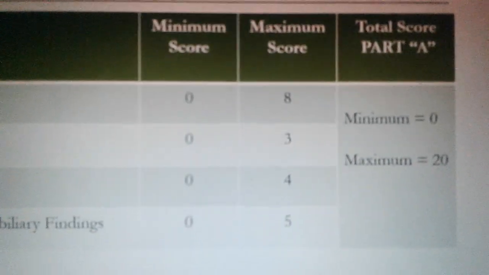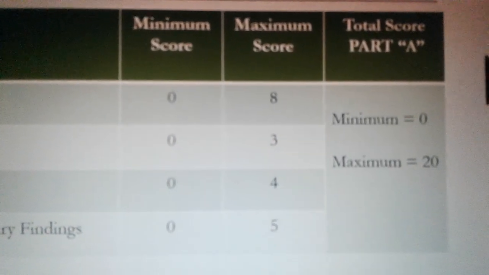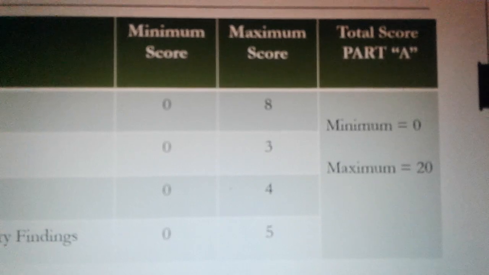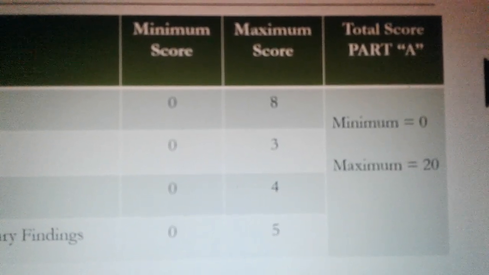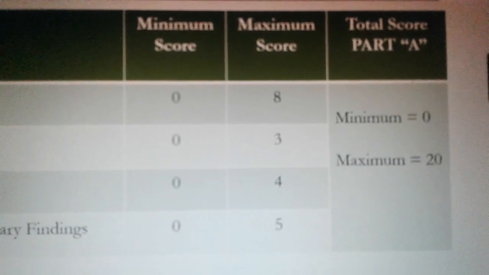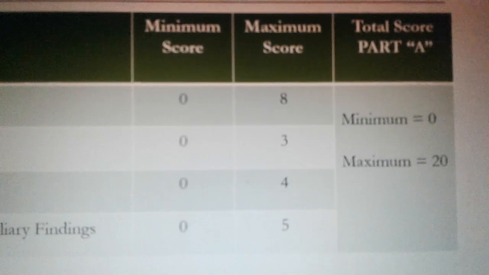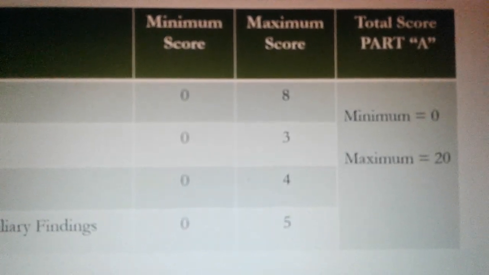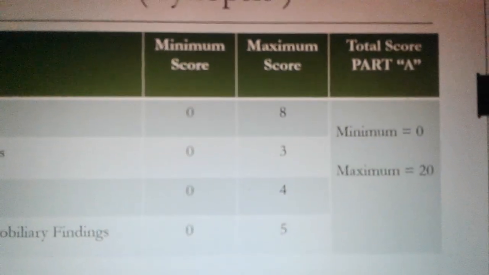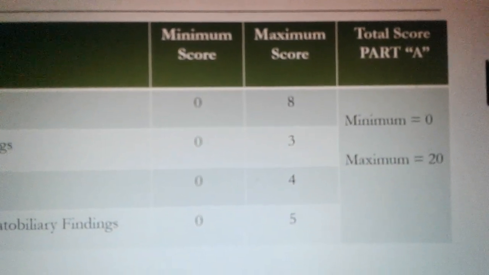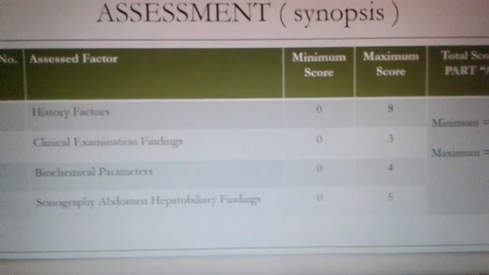If we are going to add all these minimum scores, the answer is minimum score is 0 for part A. And the total maximum score, if you are going to add 8 plus 3, 11, 11 plus 4, 15, 15 plus 5, 20. So maximum possible score in part A assessment is 20. How to remember it?